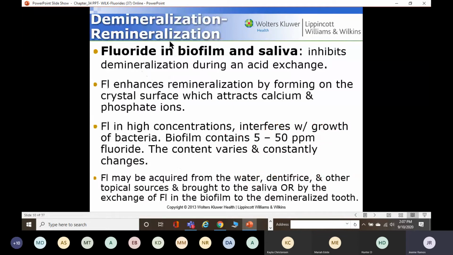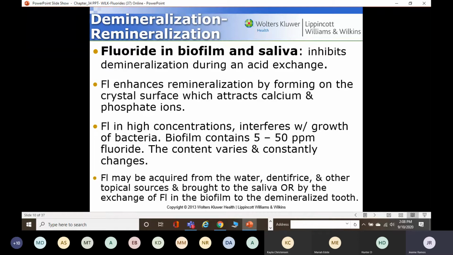So demineralization, remineralization. Okay, there's fluoride in your biofilm and your saliva. So that means that there's going to be fluoride in your calculus, because when the biofilm hardens, it's going to have fluoride in that as well. But fluoride in the biofilm and saliva inhibits demineralization during an acid exchange. And so what that means is it's protecting. We've talked about that in other chapters, that your saliva has a protective characteristic to it.